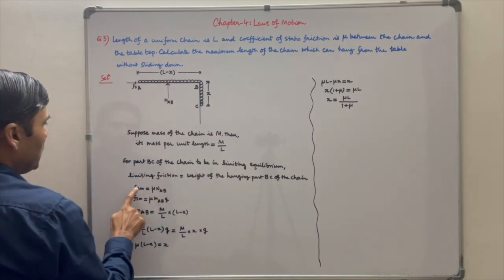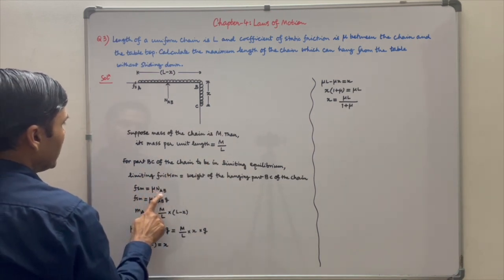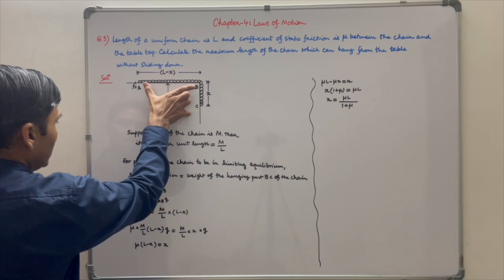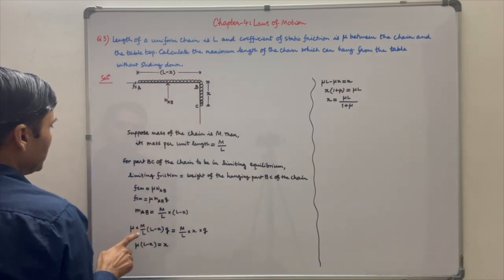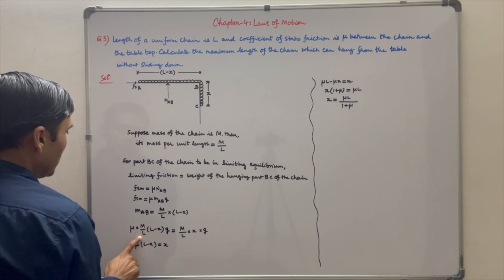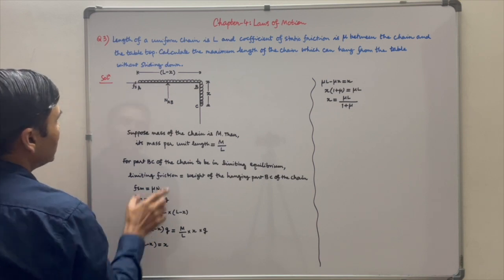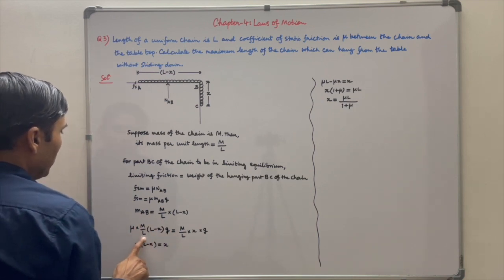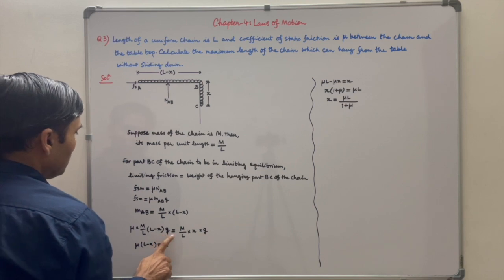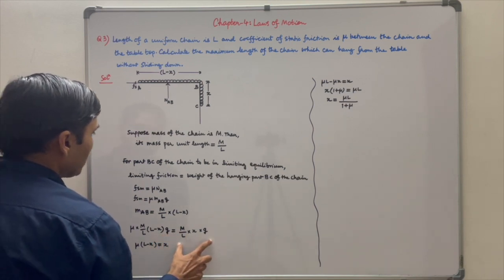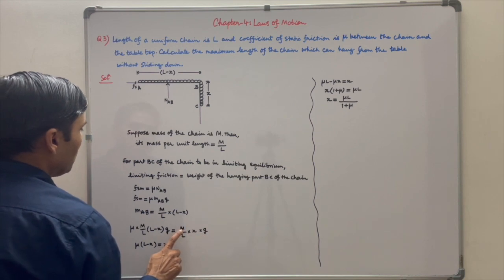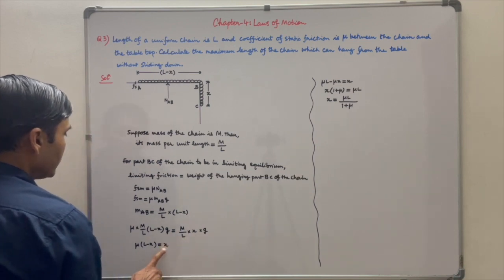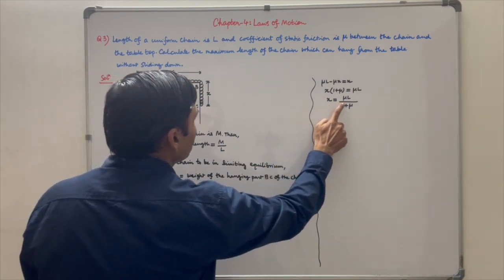Limiting friction Fsm will be equal to mu into NAB, and NAB will be equal to weight of part AB of the chain. So we will calculate weight of part AB of the chain, and that will be equal to mass per unit length into length of part AB, that will be (L minus x) into g. So mu into (m by L) into (L minus x) into g will be equal to weight of the hanging part of the chain, and that will be equal to mass per unit length into length of the hanging part into g. So x comes out to be equal to mu L upon (1 plus mu).